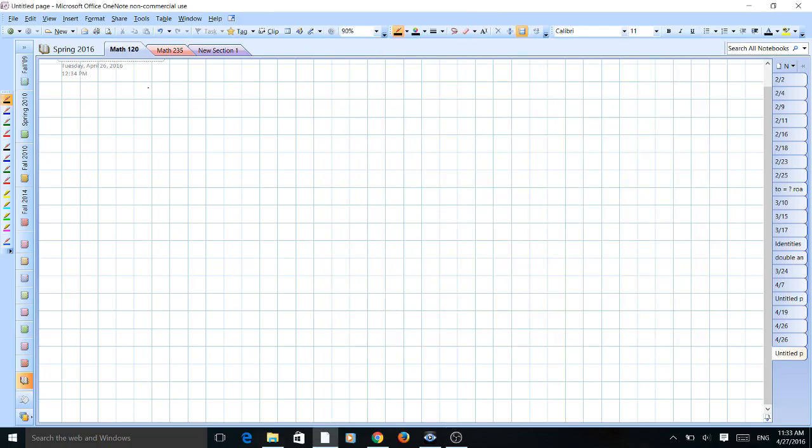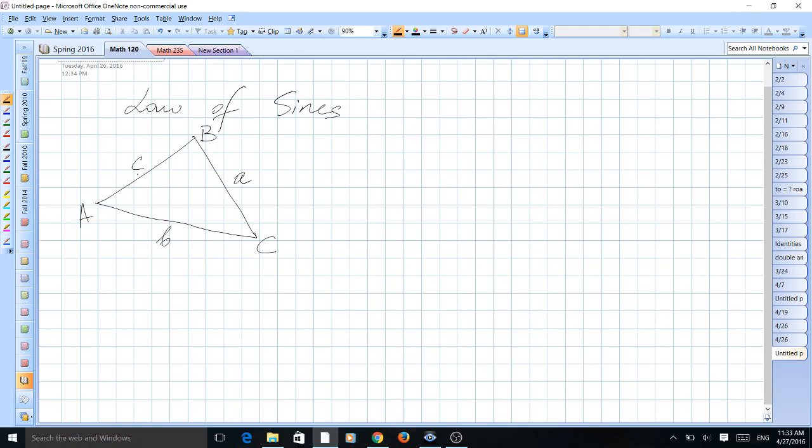This is a lecture on law of sines. So we're going to start with law of sines. And I'm going to draw a general looking triangle. We're going to label it as ABC. Capital letters denote angles. I'll have little a, little b, and little c. Those will denote sides. The little c is always opposite angle C, little b is opposite angle B, and little a is the side that's opposite of angle A.